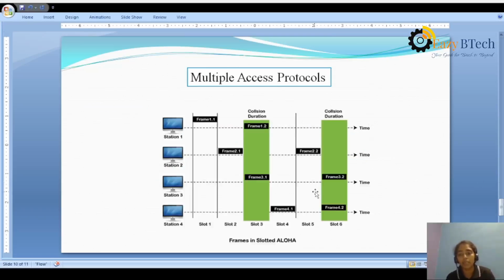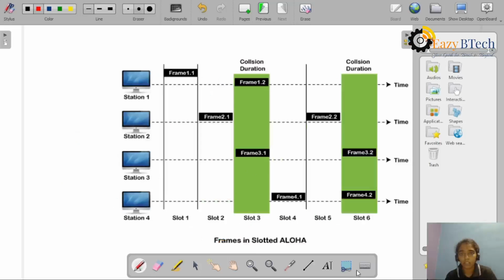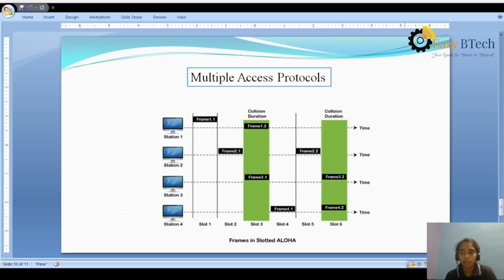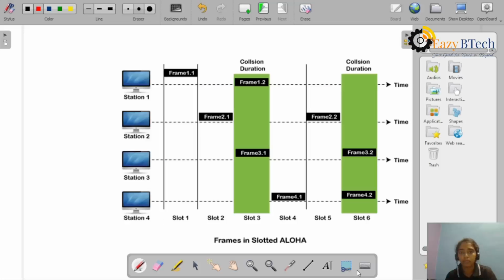And this is the diagram. See, this is slotted Aloha. Okay, I will show you in a bigger manner. I think it is visible. Okay, so this is slotted Aloha.